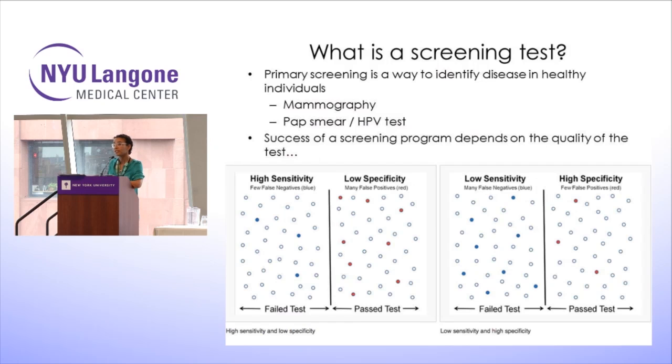So the point of screening is to find disease in women who are otherwise healthy. We all do, hopefully, many screening tests. Hopefully you go for routine mammography. Hopefully you're getting routine pap tests if they're applicable to you.